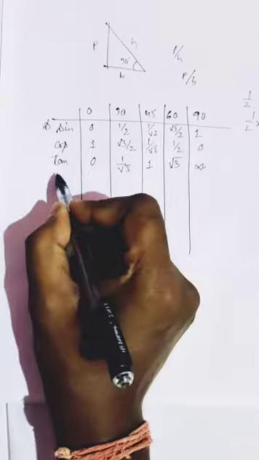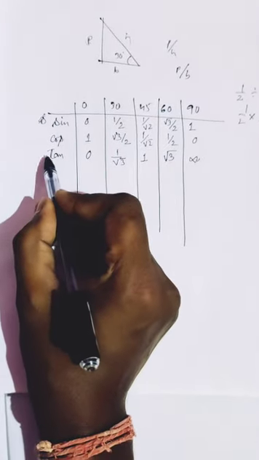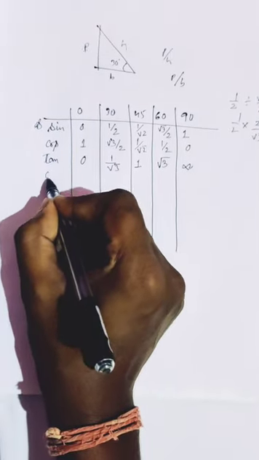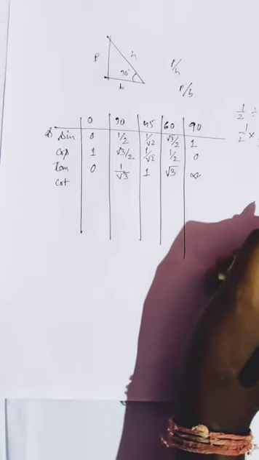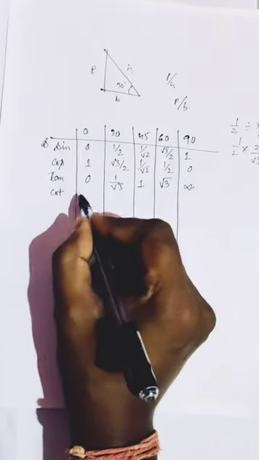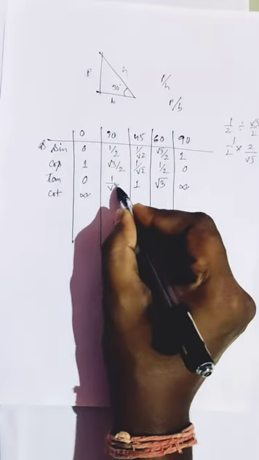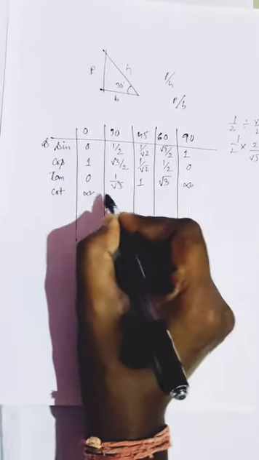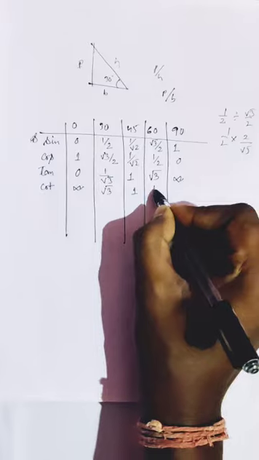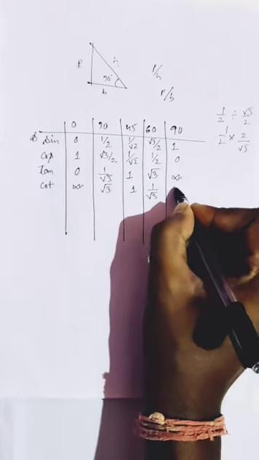Next, we'll write the reciprocal ratio of this tan, and we know it is cot. Just keep in mind, when you find the reciprocal of 0, it is undefined. Or you can write the tan values in reverse order: undefined, root 3, 1, 1 by root 3, then 0.